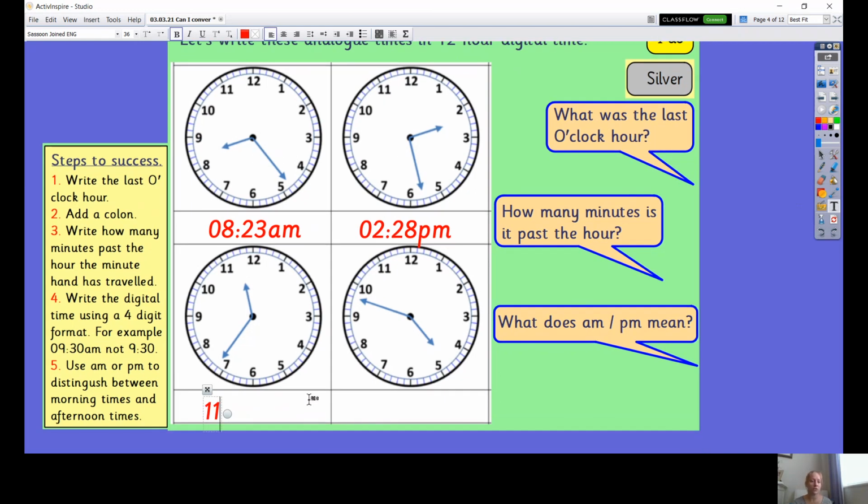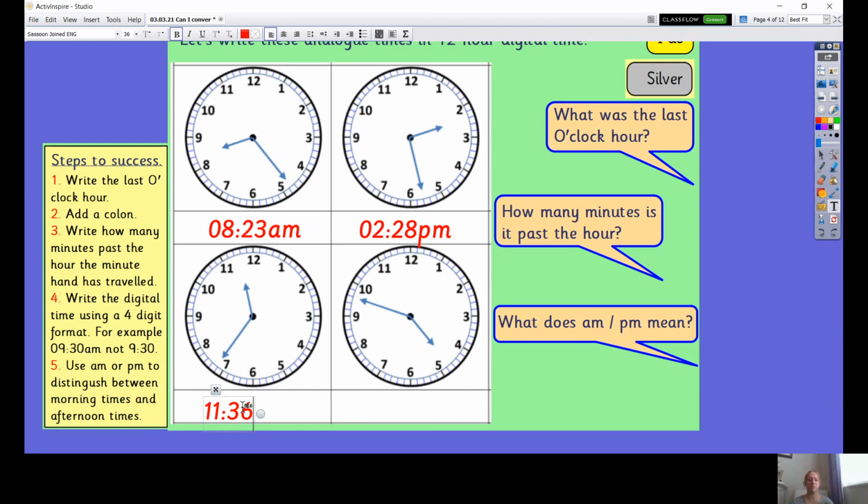Now here, I've already got 2 digits, haven't I? So I don't need to put a 0 in front of it because I've already got 2 digits there. So that's all right, so I just leave it as 11, and then I've got my colon, which was step 2 of my steps to success. And then I'm going to count round my minutes again. So 5, 10, 15, 20, 25, 30, 35, 36, I reckon.